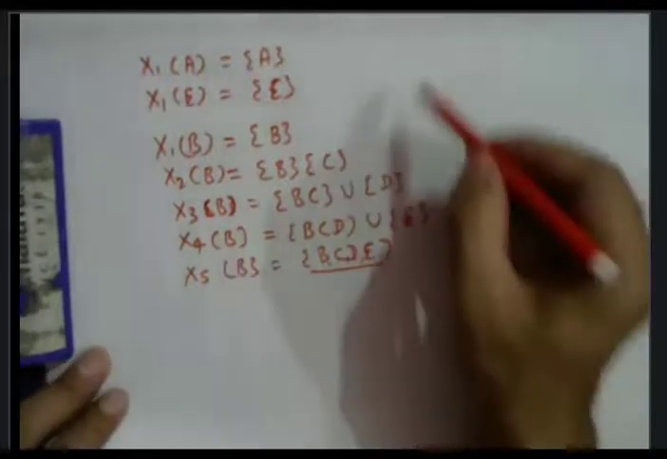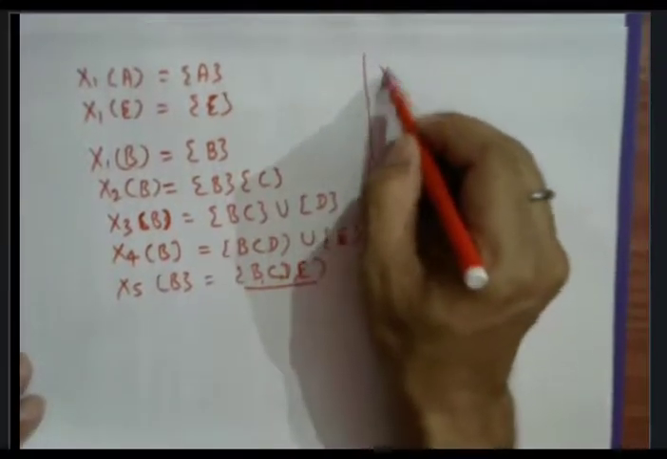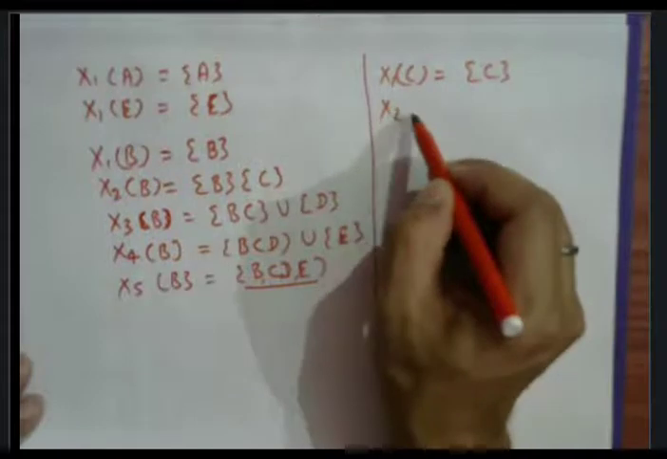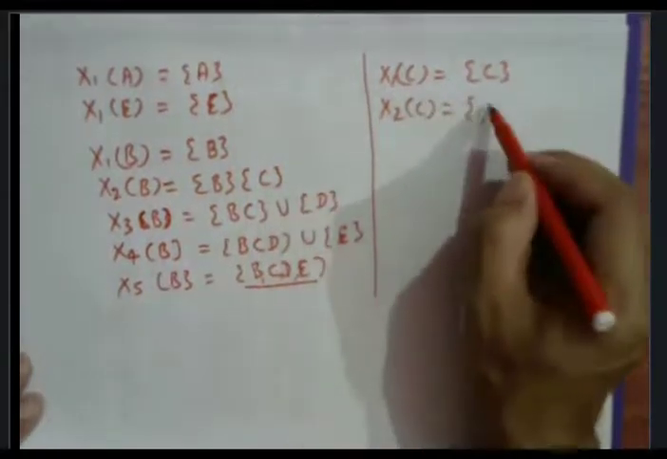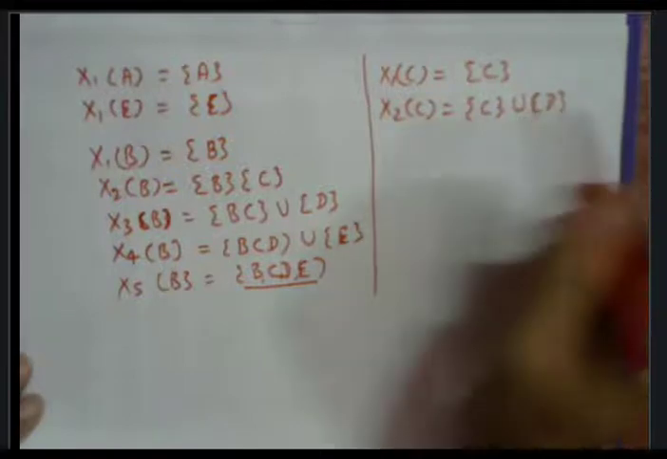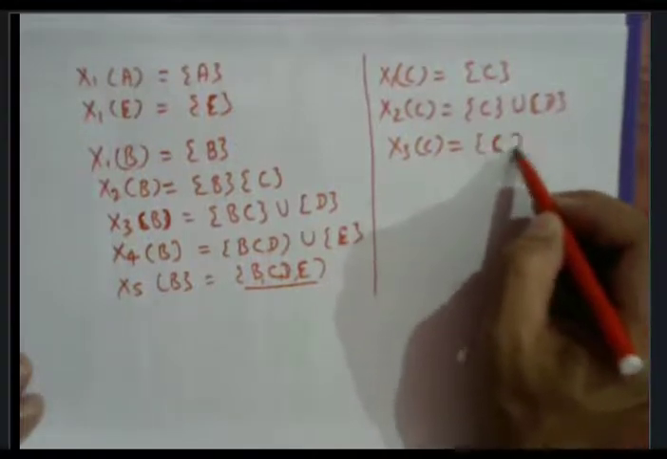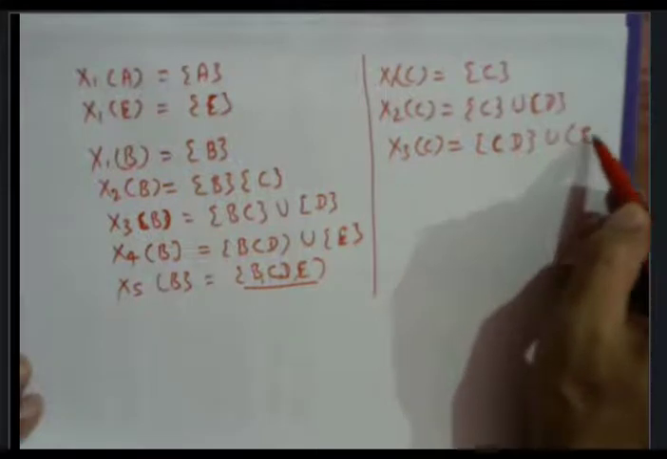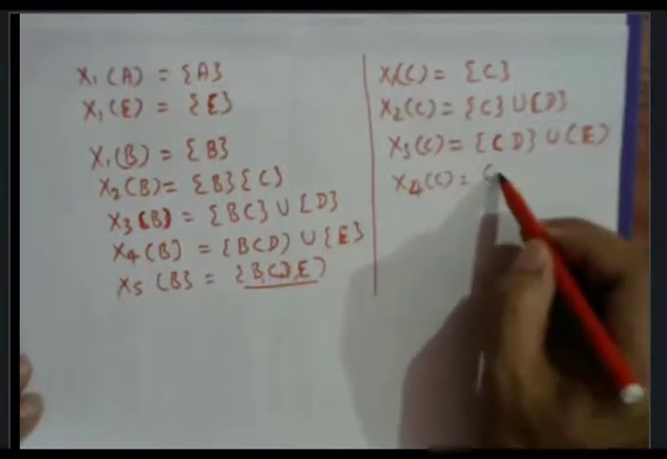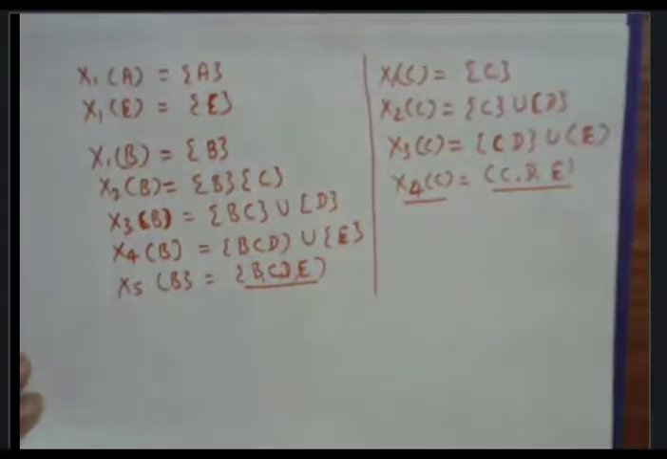Similarly we can derive x1 of C. The value of x1 of C is C, then the value of x2 of C is C union D, the value of x3 of C is C D union E. Then the value of x4 of C is C D and E. That is the final value of x of C. Then we cannot go further in division.